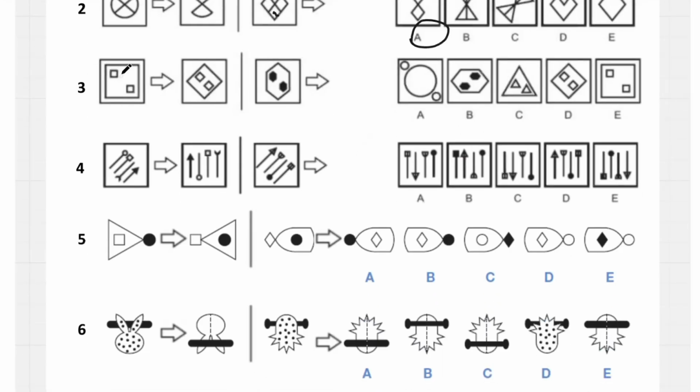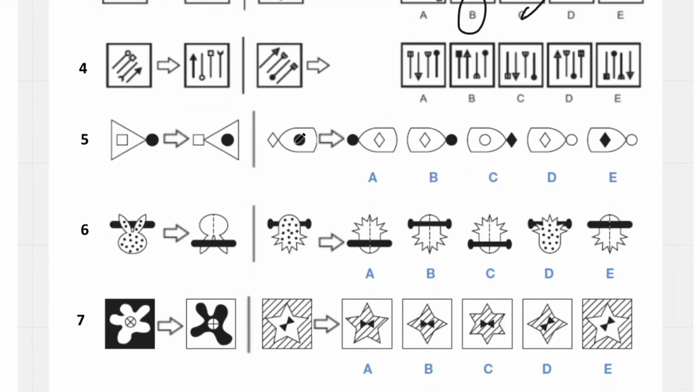Three, these are going to come inwards and do a rotation by 45 degrees so far. But the inside does not change. So we can cross out everything. They stay the same border. And then the outside shape is going to do a rotation. B is the only one that makes sense, because there's a rotation and the shapes inside don't change.